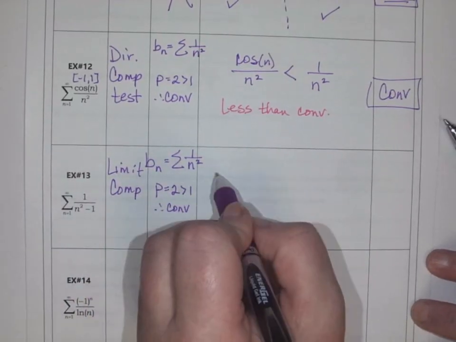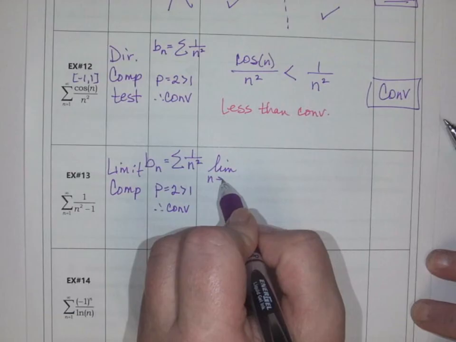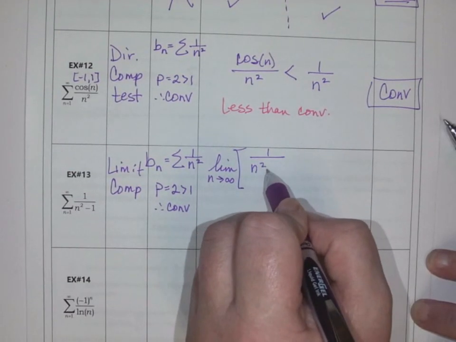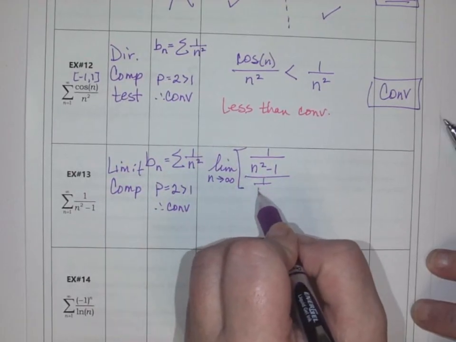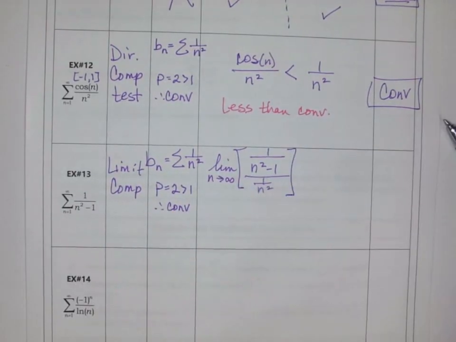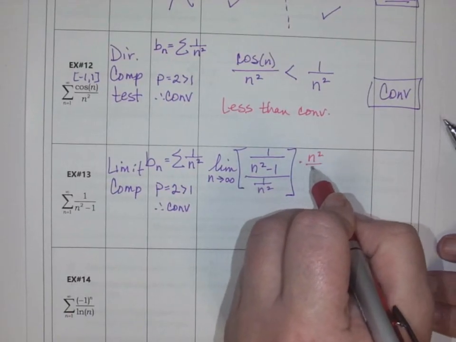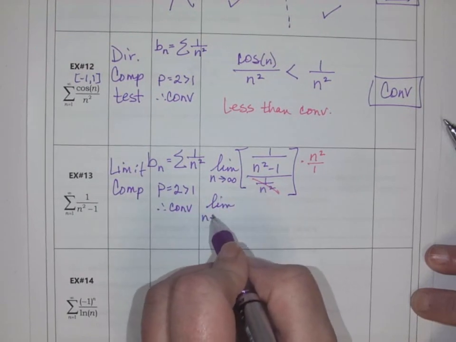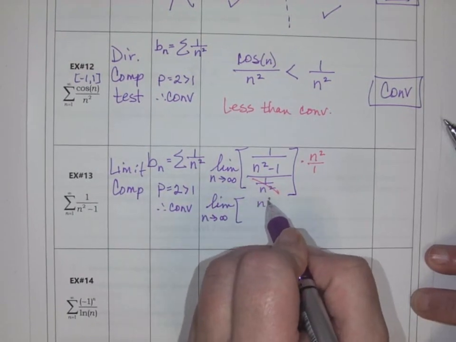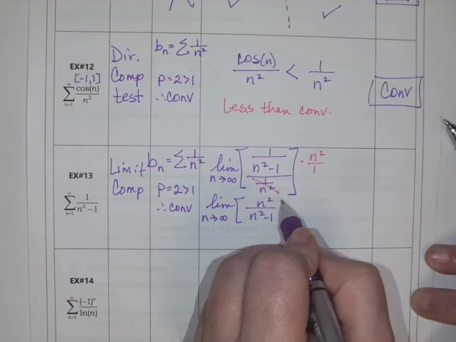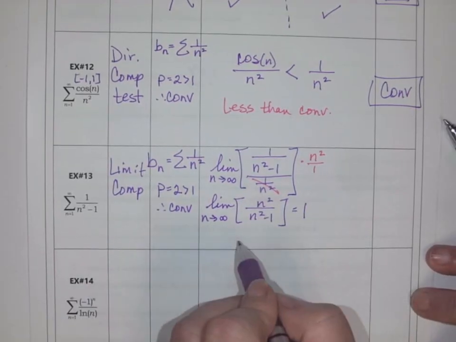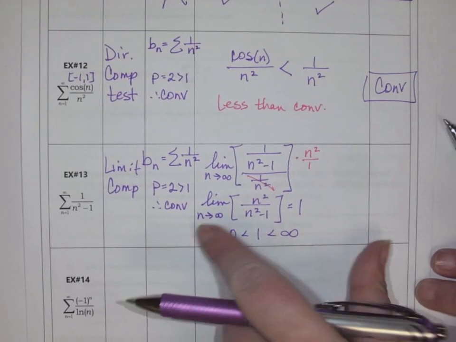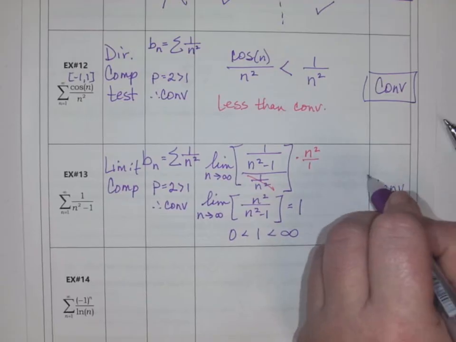and do the limit of the ratio. So we're going to do the limit as n goes to infinity. We're going to take the one we were given, which is 1 over n squared minus 1, divided by the one we're comparing it to, 1 over n squared. So I'm going to flip and multiply. So that gives me the limit as n goes to infinity of n squared over n squared minus 1, which would be 1. And then 1 is between 0 and infinity. So the two series match, so this guy converges.